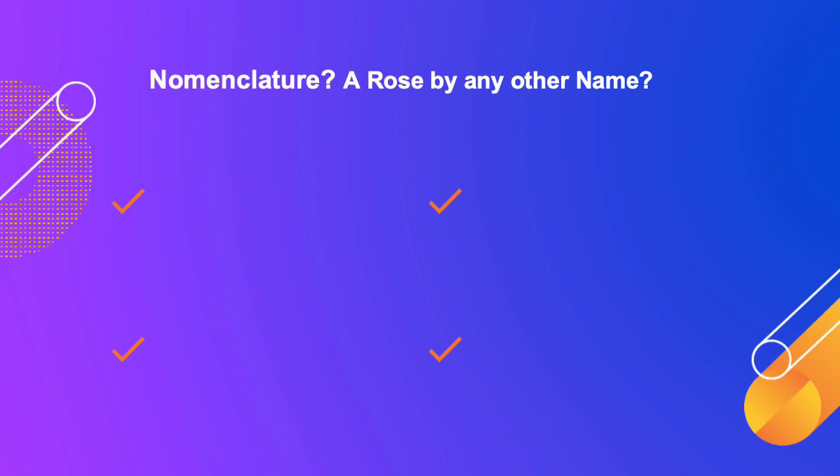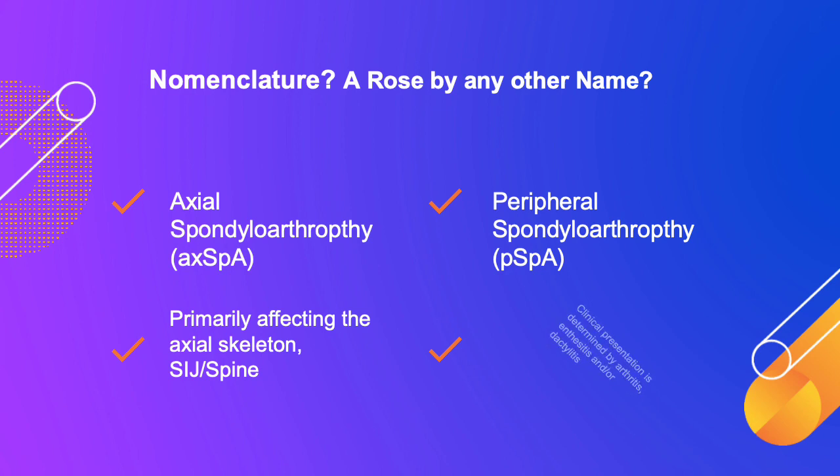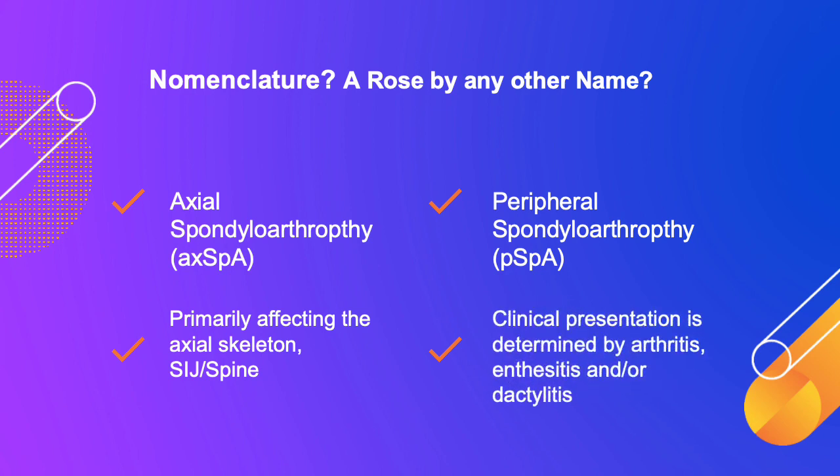How do we classify spondyloarthropathy? Spondyloarthropathy is an umbrella term, and it is further classified into two main groups, which are axial spondyloarthropathy and peripheral spondyloarthropathy. Axial spondyloarthropathy primarily affects the axial skeleton, while peripheral spondyloarthropathy clinical presentation is determined by arthritis, enthesitis, and or dactylitis.